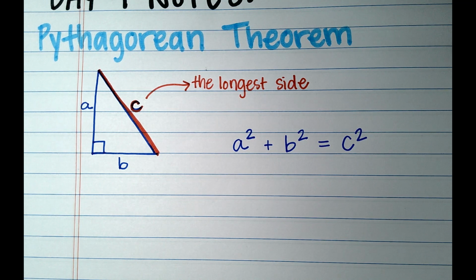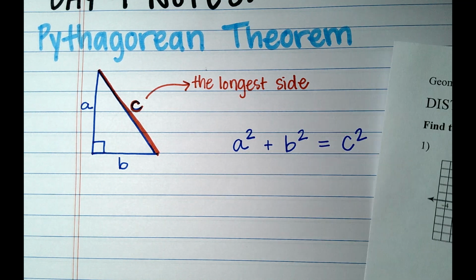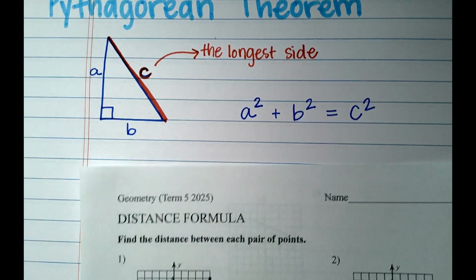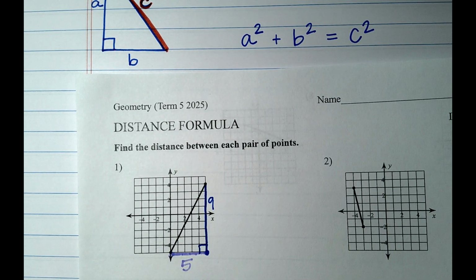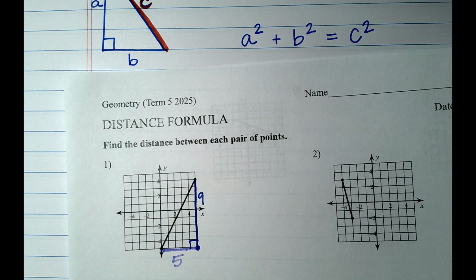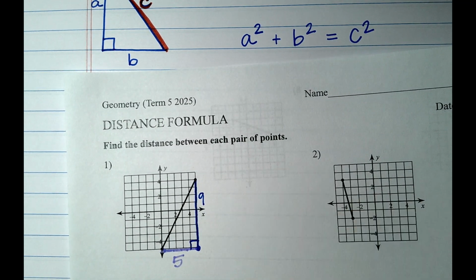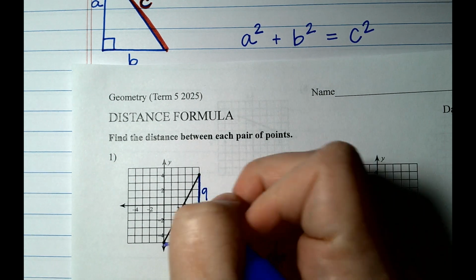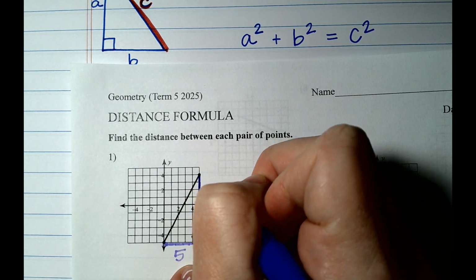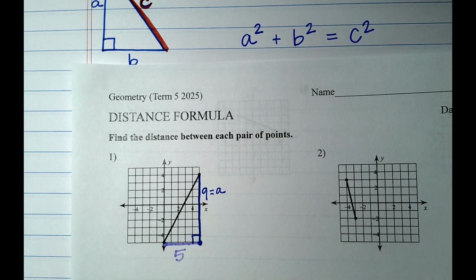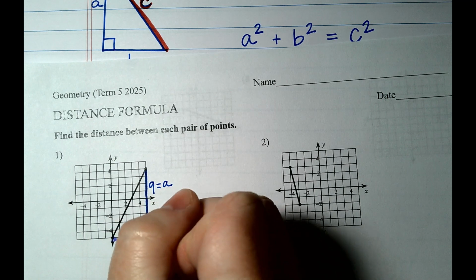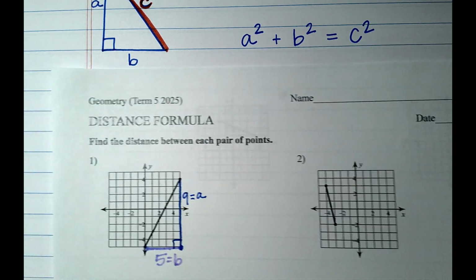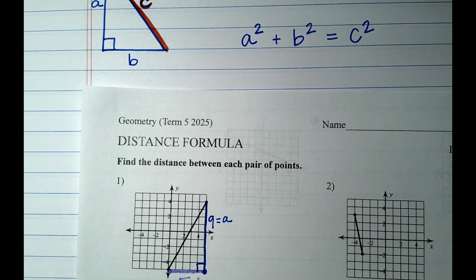If I have, for example, on number 1 on this worksheet, I have my A and my B, right? So let's label them as that. It doesn't matter if 5 or 9 is A or B. I'm going to make my 9 A. I'll make 5 B. So C is my longest side here that I'm solving for.